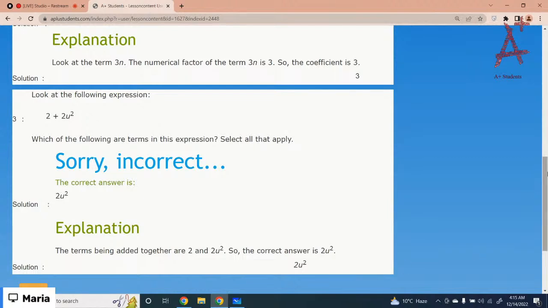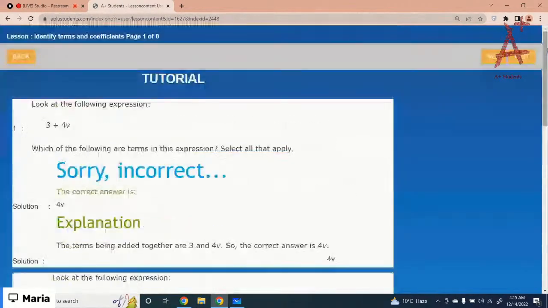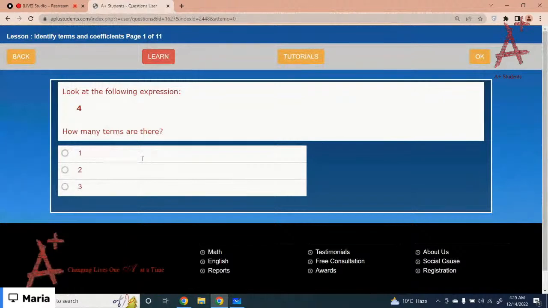So let's start with the test questions. Okay, look at the following expression. How many terms are there?